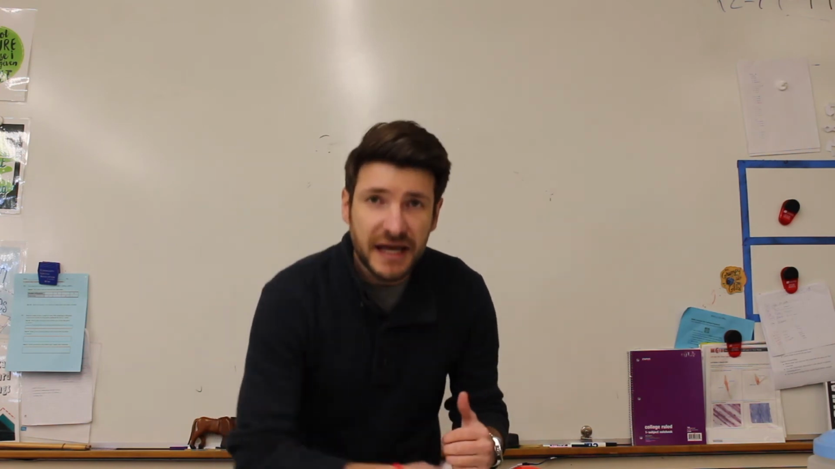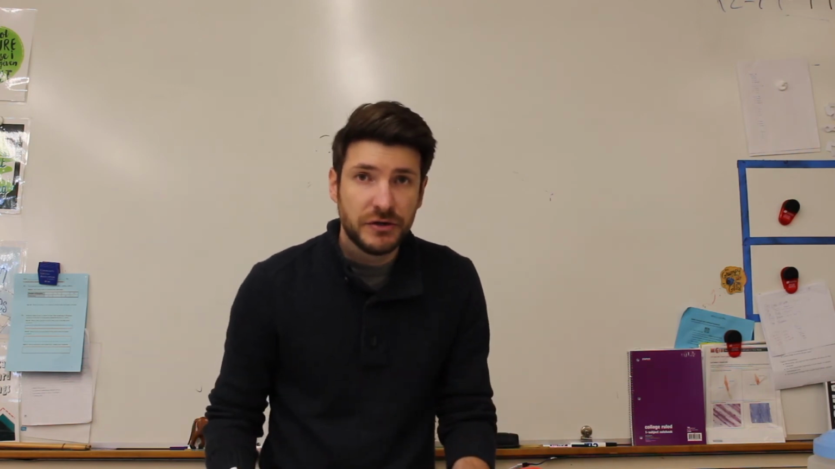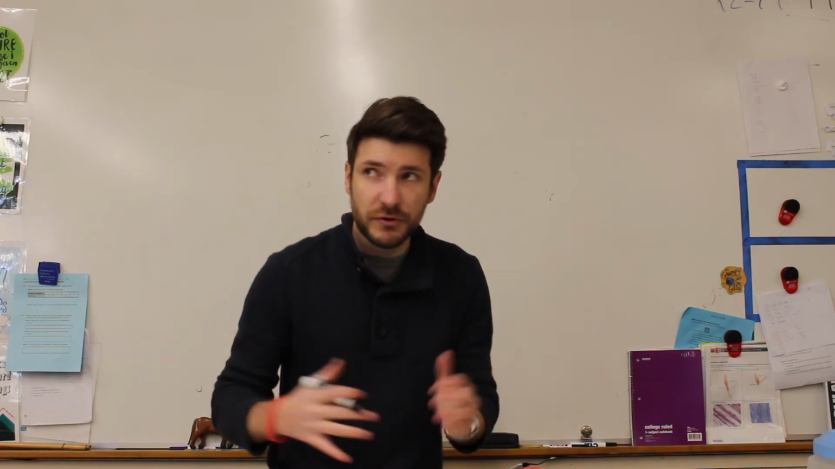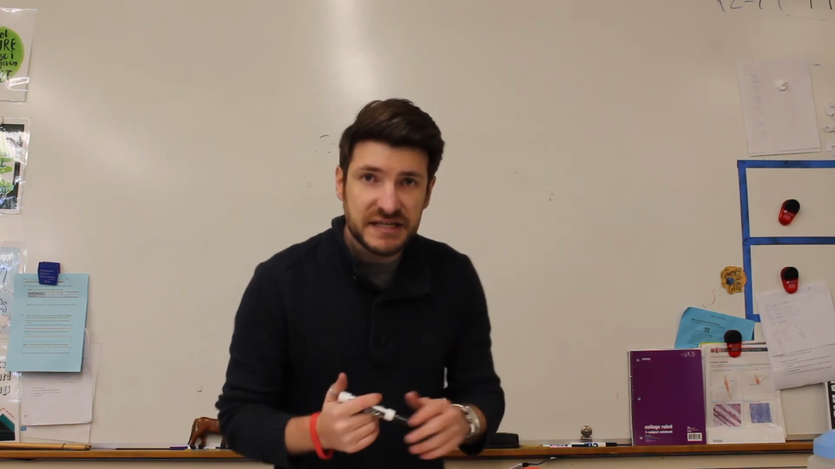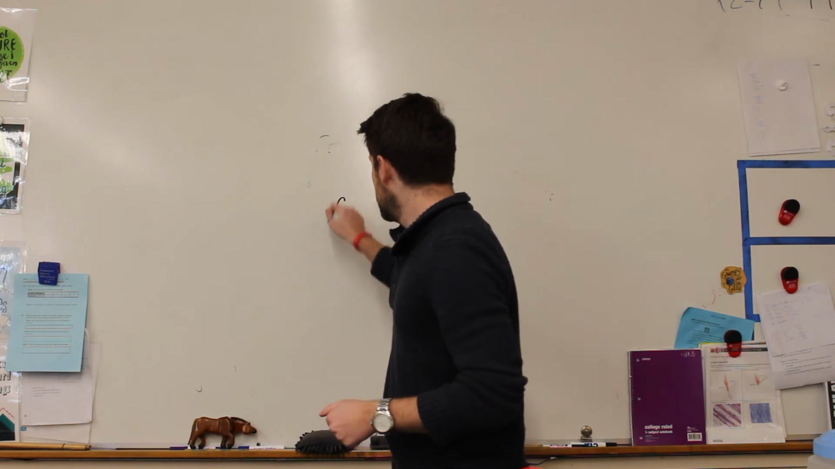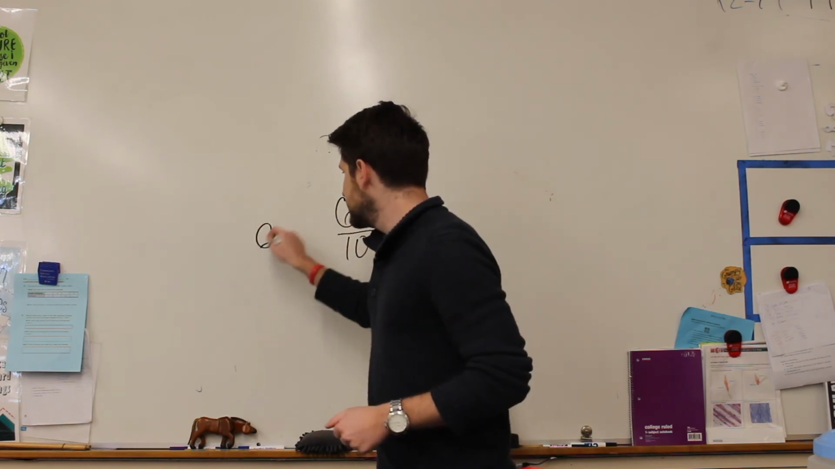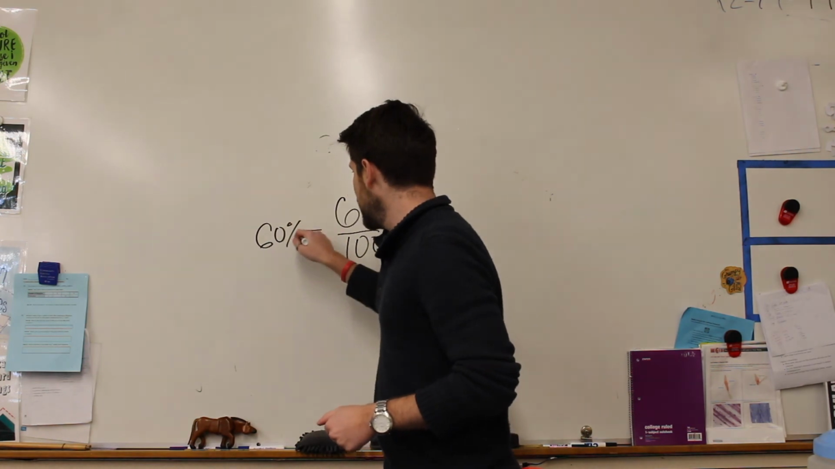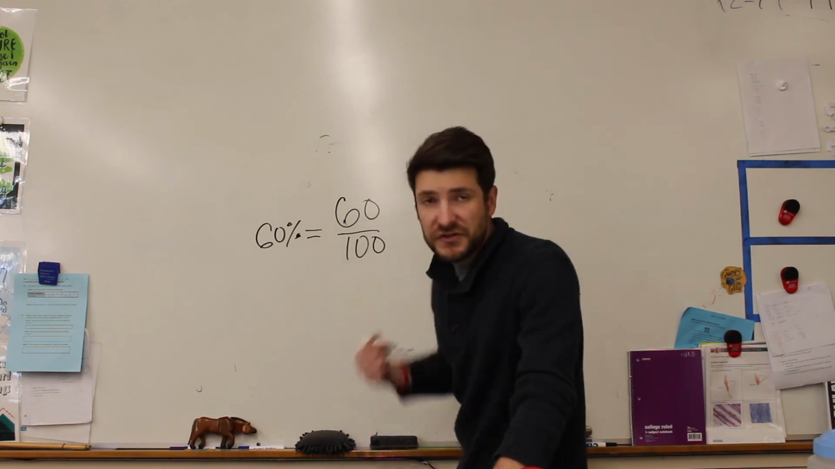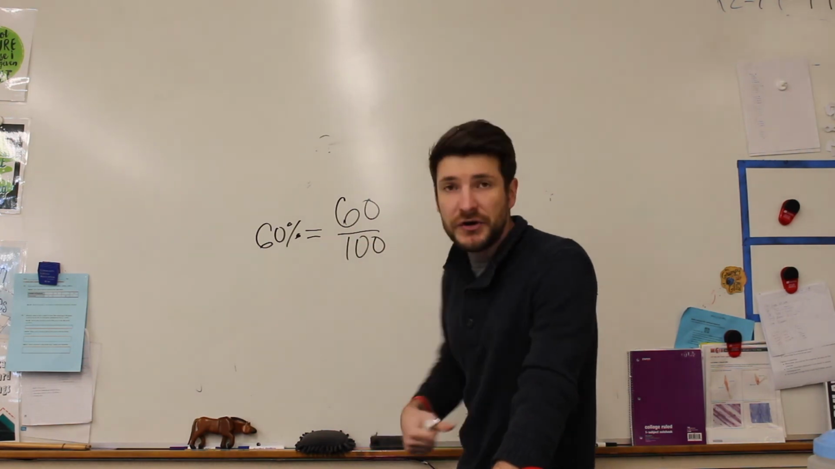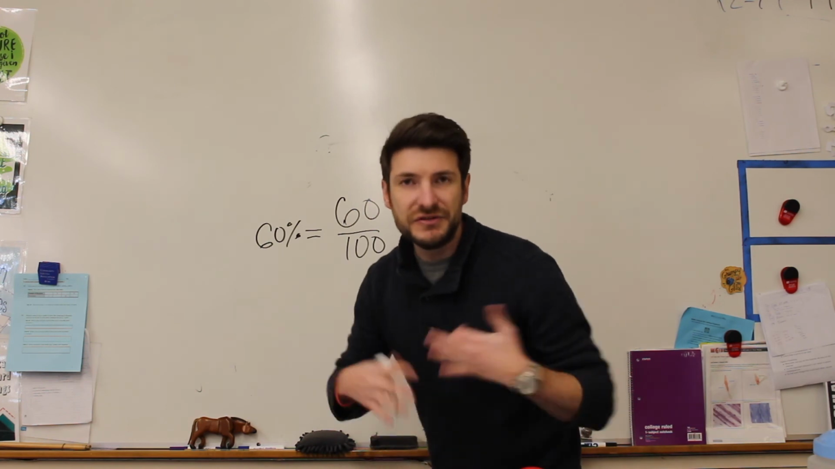You see, a percent is a ratio. It's comparing a number to 100. Percent is 100. So 60% is actually 60 over 100. That's a ratio. So 60 over 100, 80%, 80 over 100, 20%, 20 over 100, 10%, 10 over 100. I think you can get the gist of that.